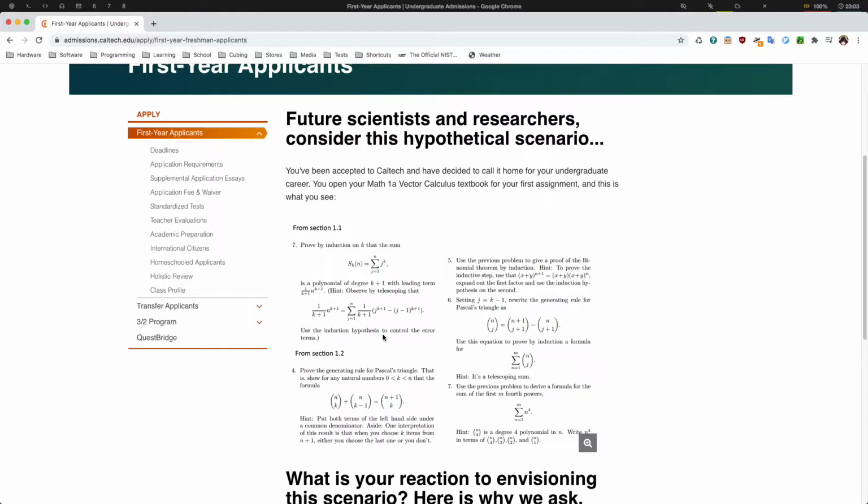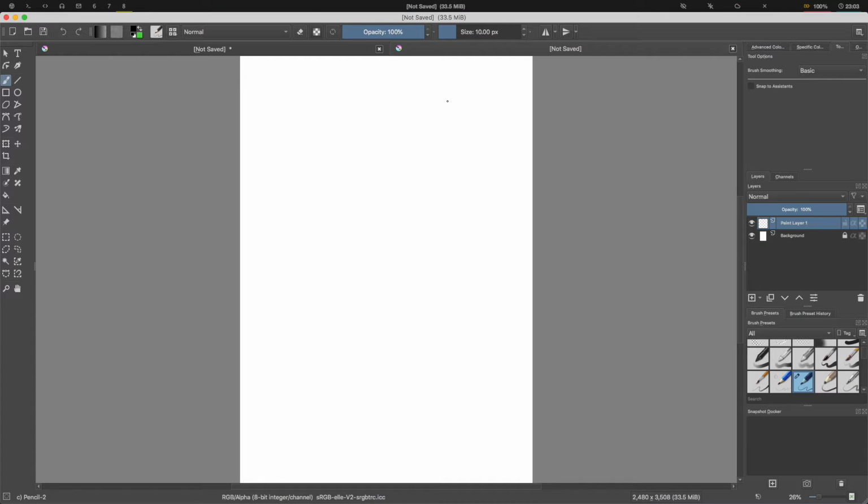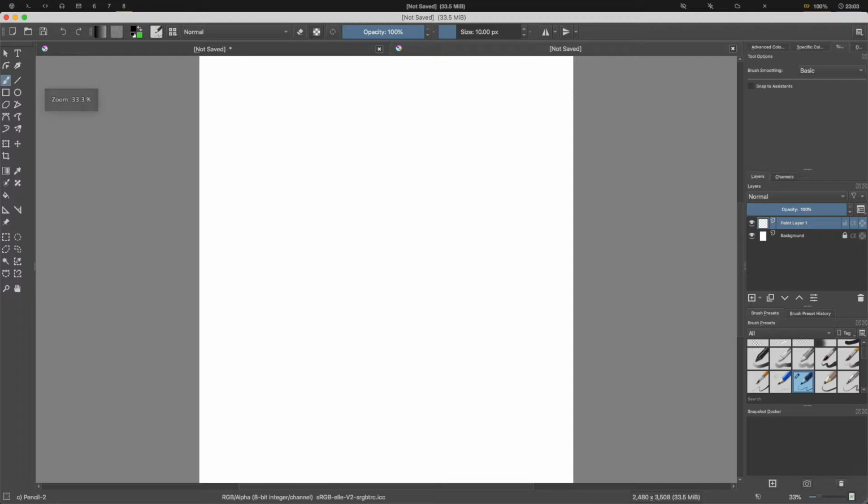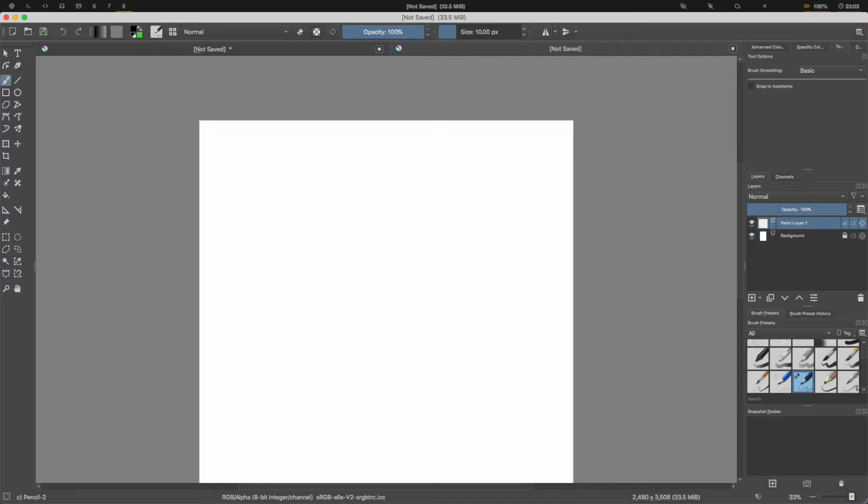Okay, so problem 5. Prove the binomial theorem. They said it's inductive, so we're going to do an inductive sketch. The base case is when n equals 0.